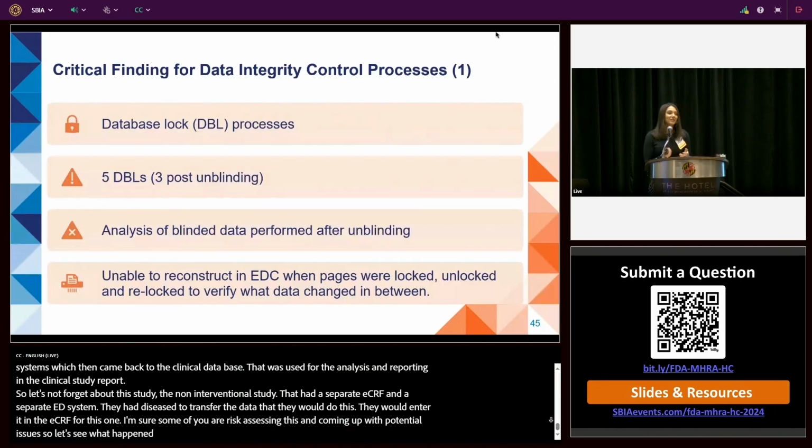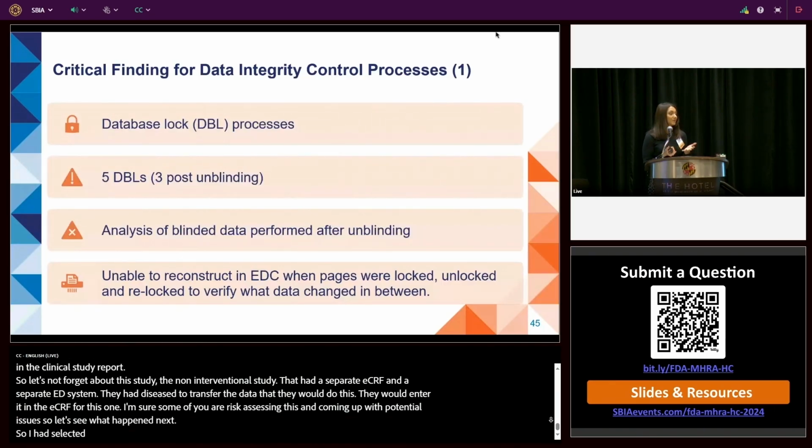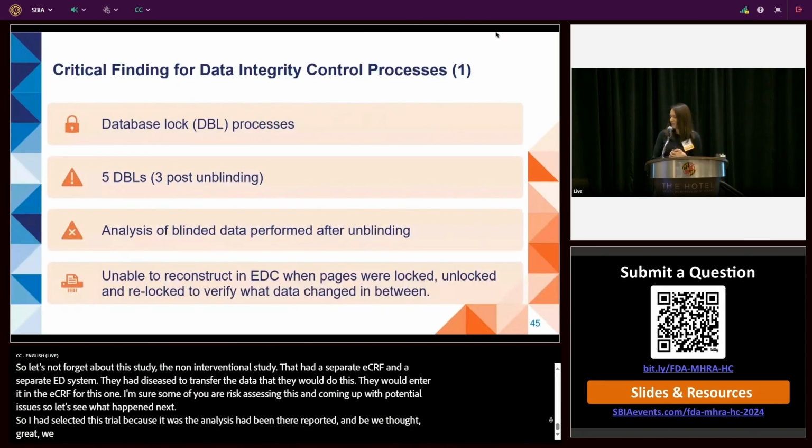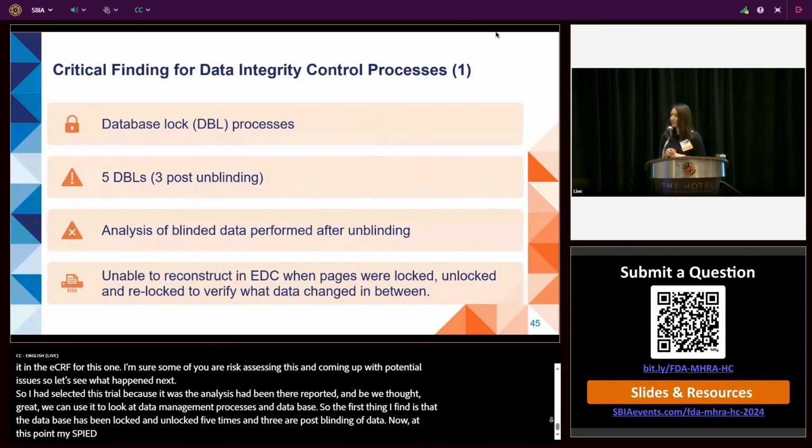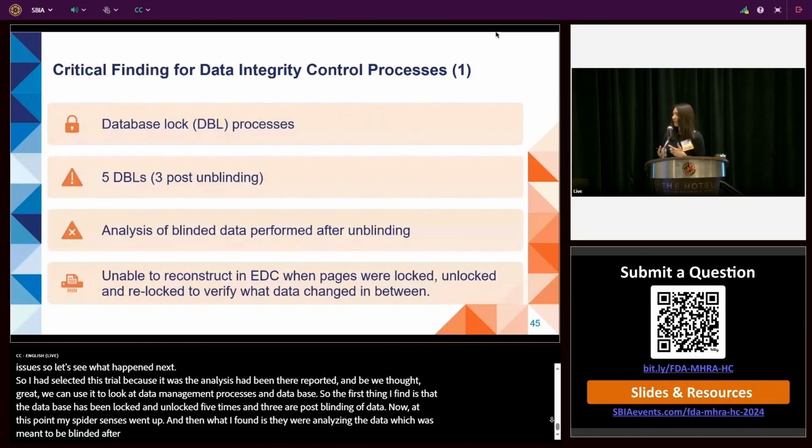So I had selected this trial because the analysis had been done, it was reported, and we thought, great, we can use it to look at data management processes. Let's look at database lock. So the first thing I find is that the database has been locked and unlocked 5 times, and 3 of these were post-unblinding of the data. Now, at this point, my spidey sensors went off. Yes, all inspectors do have spidey sensors, just putting that out there. And then I found that they were analyzing the data, which was meant to be blinded, after unblinding. So now there's a potential to have significant bias in this trial.